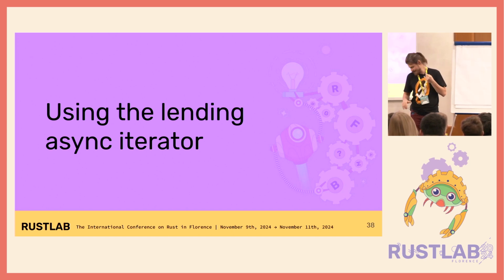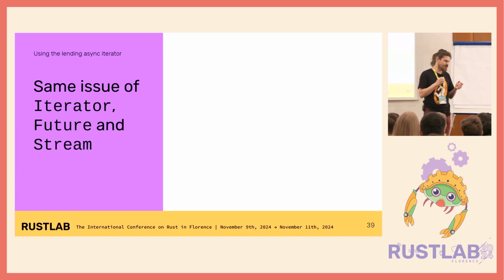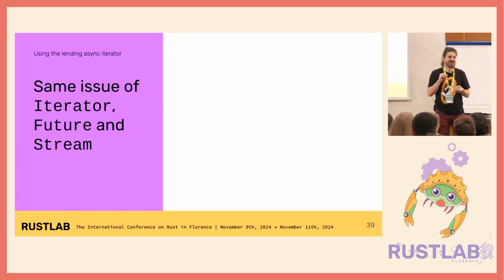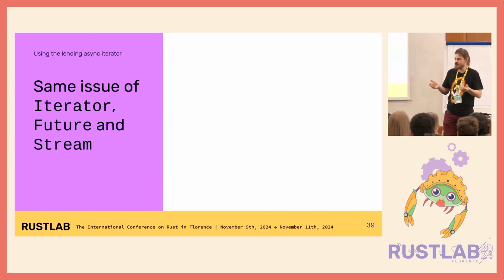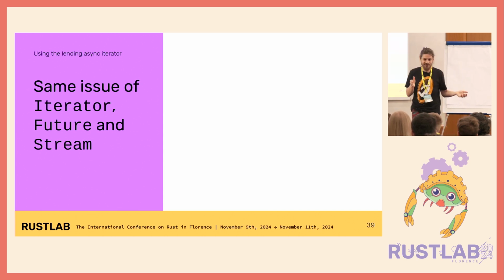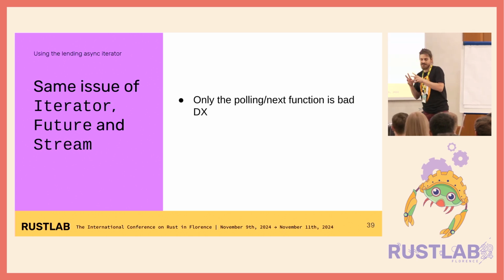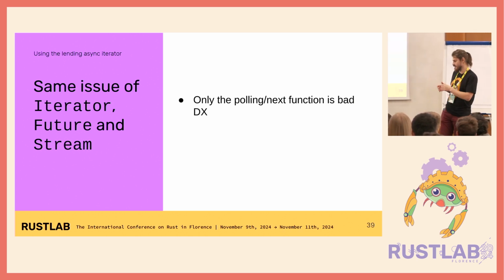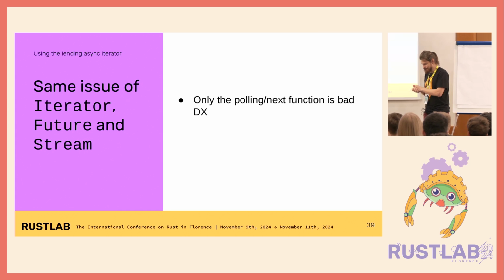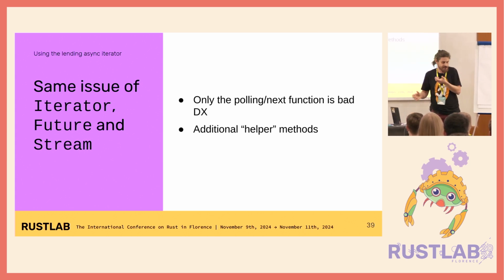You probably, maybe, have used the next function from an iterator sometime. Yeah, you can do that. Generally, you want something like for each, filter, map, and so on. And this is the same for the future and the stream trait, because using just the bare minimum methods is not the best developer experience, you know. And so it's possible to use additional methods.